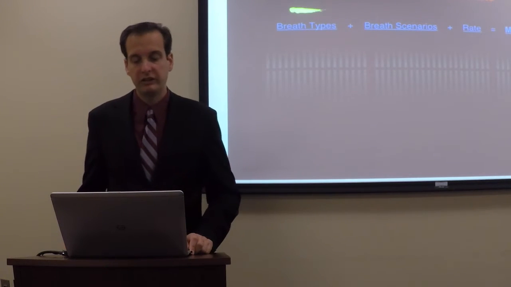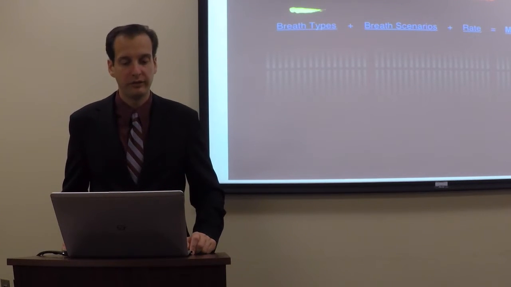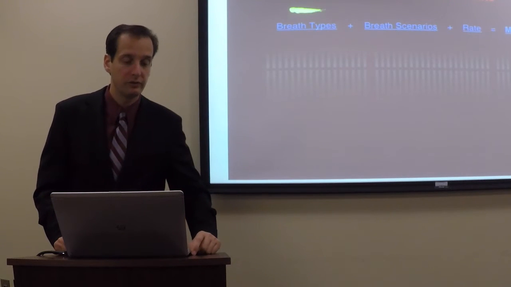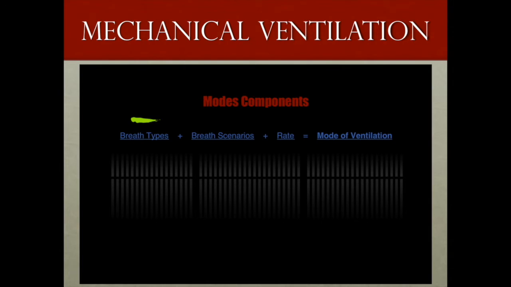Having established some basic common language and pulmonary physiology, we can start to talk about its application and modes of ventilation specifically. A mode of ventilation is a set of rules which the patient will be ventilated by. And each mode is governed by components or characteristics, breath types, breath scenarios, and rate. Each of these represents an aspect of a mode of ventilation, and when summed together represent a specific mode. We will first talk about the different choices within each category. Once we have done so, we will then mix and match from each category to build different modes and discuss the clinical application.